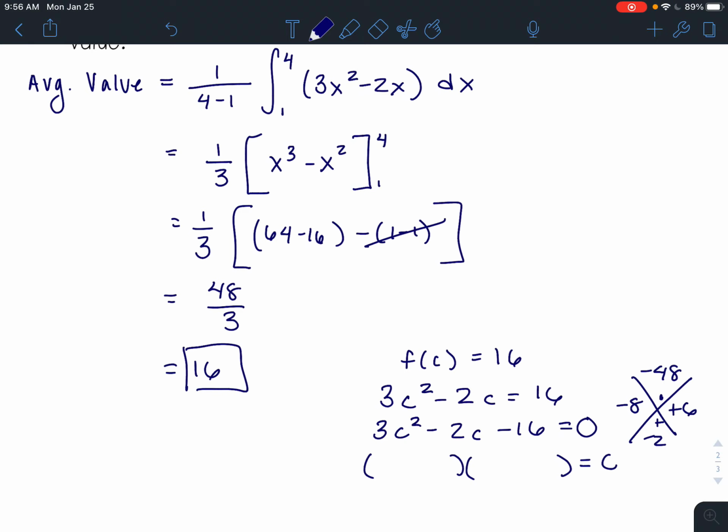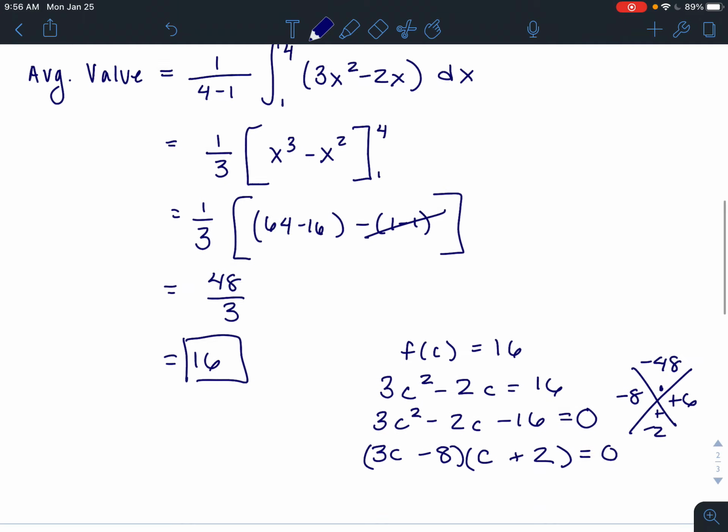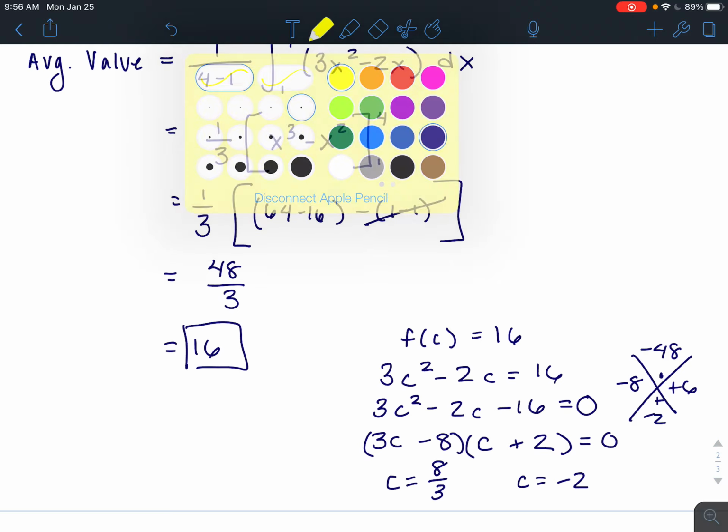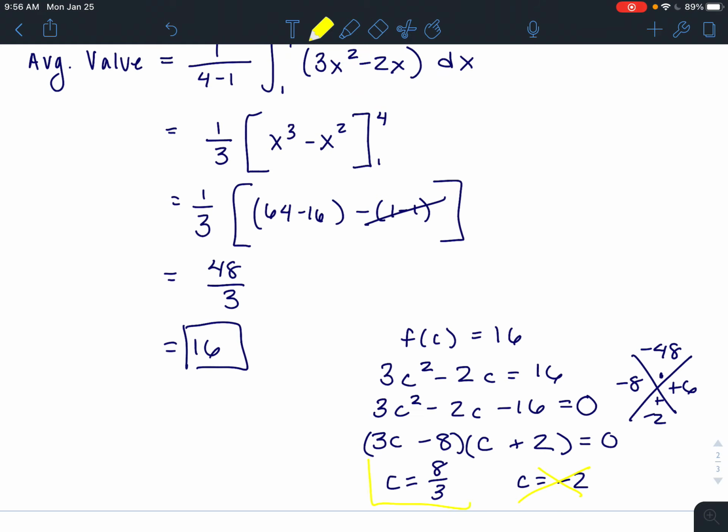Because of the 3c squared, 3 is prime, I know this has to be 3c and c, and the only way to get a 6 is 3 times 2, and it's positive 6, so it's a positive 2, and then I want a negative 8, because negative 8 times 2 is negative 16, and negative 8 times c gives me negative 8c. So this tells me that c can equal 8/3, or c can equal negative 2. Now 8/3 is a little bit more than 2, so that's inside my interval, but this one is not, so my answer is c is 8/3.